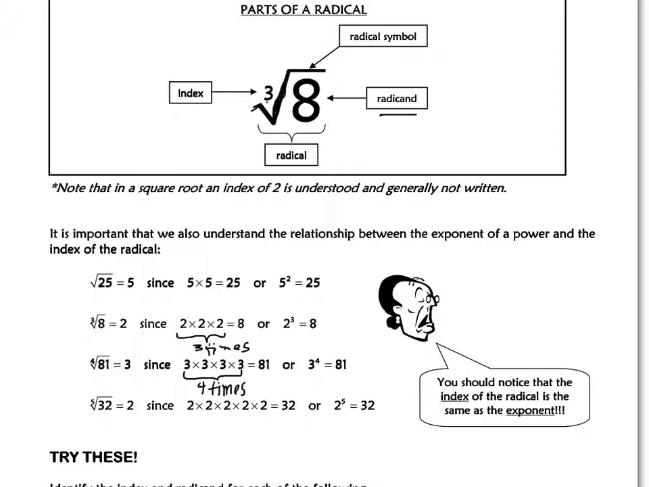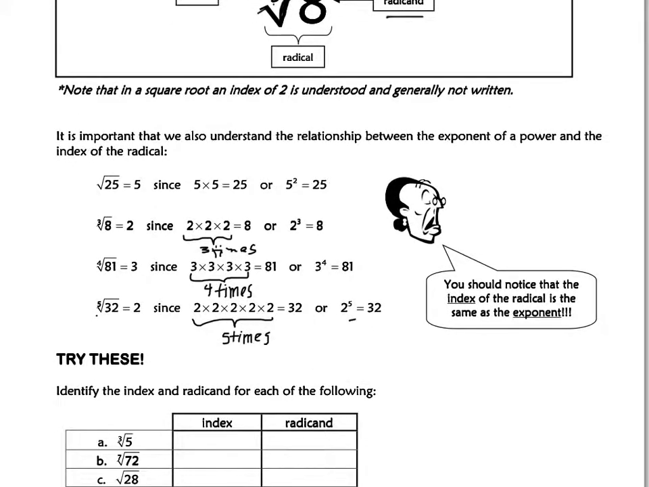And the 5th root of 32 similarly is 2, because 2 multiplied by itself 5 times gives you 32. 2 to the 5 matches up with your index, and is 32. So the index of the radical is basically the same as this exponent right here. The exponent you're raising the number to should be the same as what's in your index in order for it to be the proper answer.